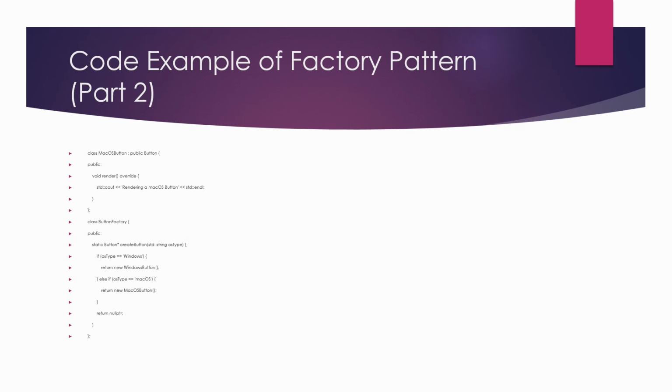In the next part of the factory pattern, we define the button factory class. The create button method in this class takes a string parameter OS type, and based on its value, it creates and returns either a Windows button or a Mac OS button. This demonstrates how the factory pattern helps in deciding which class to instantiate without explicitly specifying it in the client code.